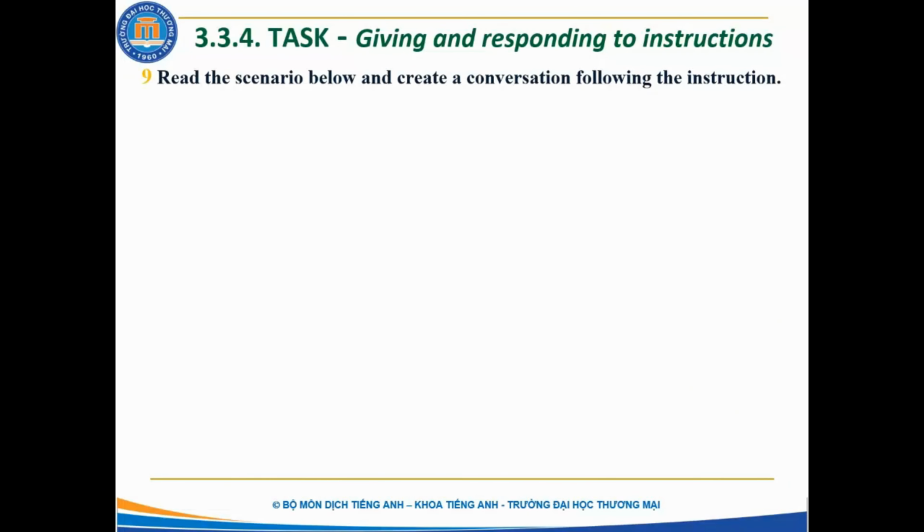So let's move on to exercise 9. In this exercise, there will be 3 scenarios, and what you have to do is to create conversations following the instruction. Ở bài số 9 này thì mình sẽ có tất cả là 3 tình huống và chúng ta sẽ đọc thông tin cho từng tình huống. Sau đó thì sẽ tạo ra một cuộc hội thoại mà liên quan tới các tình huống đó.